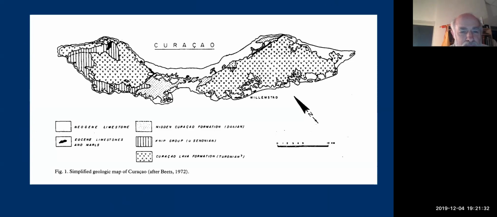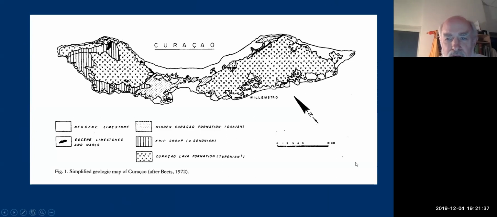Note that this map is not tilted to north at the top. It's a little bit on a slant. So we've got the major types of rocks showing on the geological map. Limestone is in this white area around the edges. You're all familiar with that.